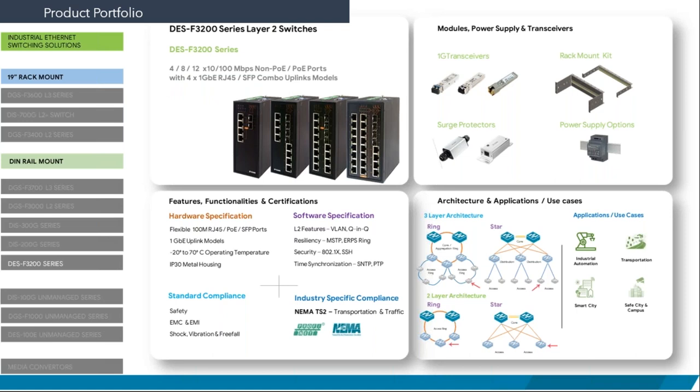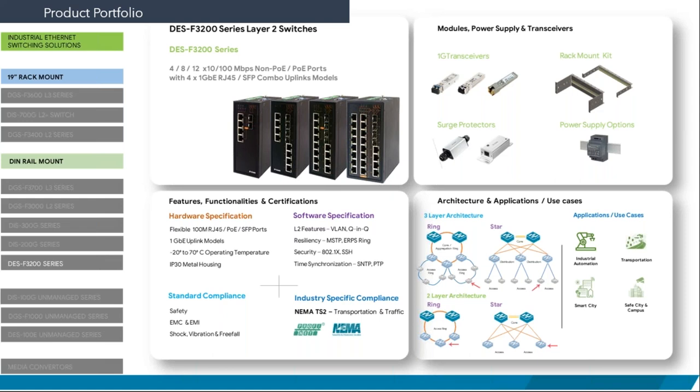Then we have the DSF3200 series, which is a 10/100 Ethernet switch, which comes with the option of 4-port, 8-port, 12-port, and PoE, non-PoE models are there. These switches come with a 4 combo port option in the uplinks, so we can use either copper or fiber. As these support 10/100 Mbps port speed, they are mostly deployed in IP surveillance CCTV projects where the cameras have a LAN port speed of 100 Mbps.